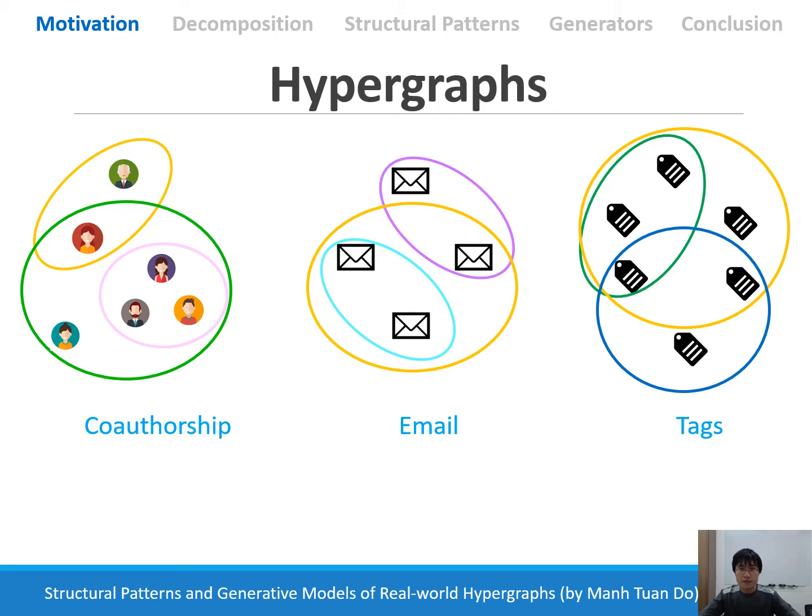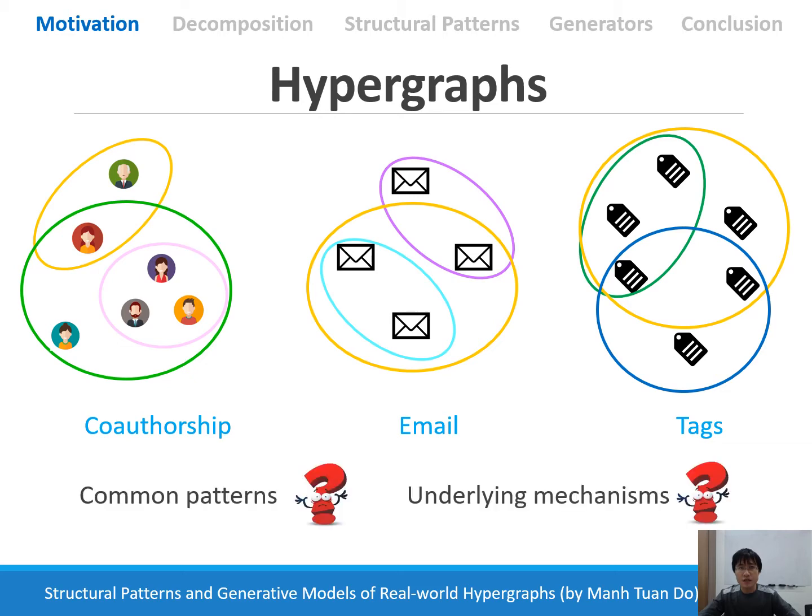And if a node is an email, then a hyperedge can be a list of recipients of an email address. In a similar context, if we treat each tag representing a subject as a node, then a discussion forum involving several subjects can be regarded as a hyperedge. So the main goal of this research is to establish a set of common patterns as well as the underlying mechanisms of the real-world hypergraph.